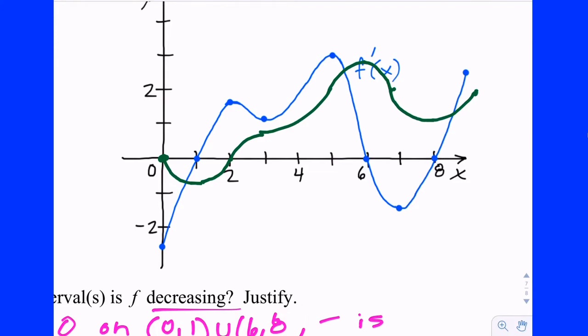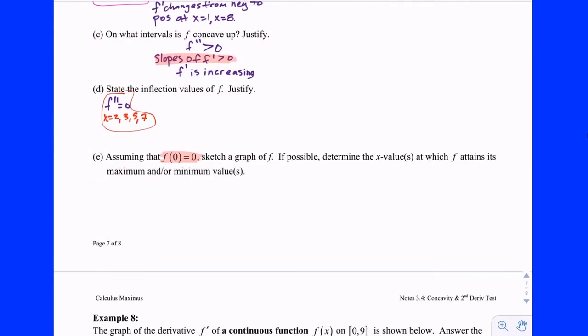So you want to think about that. For how long are you going uphill? For how long are you going downhill? And how fast are you going uphill and downhill? Simply because you might be asked to do this.